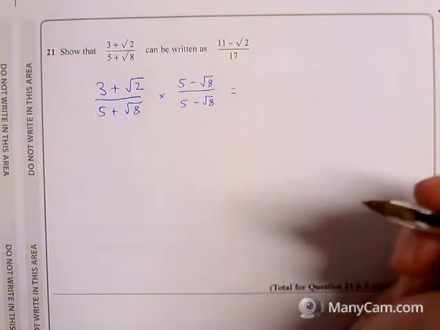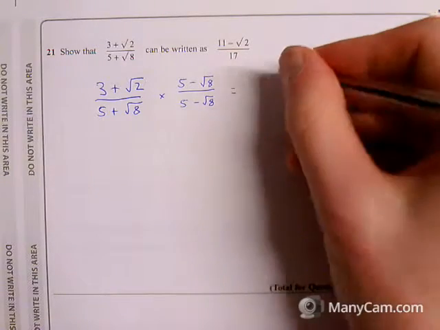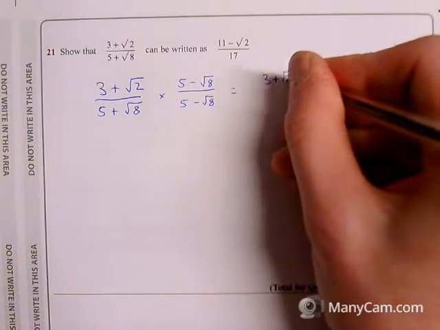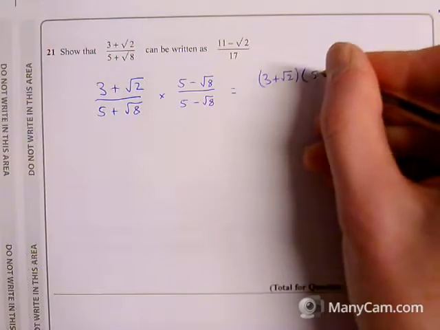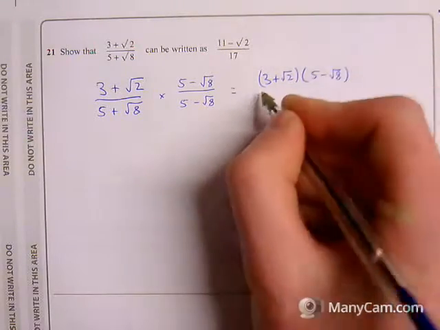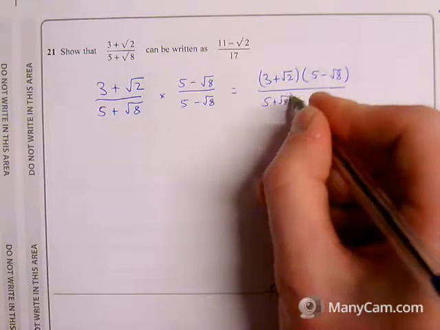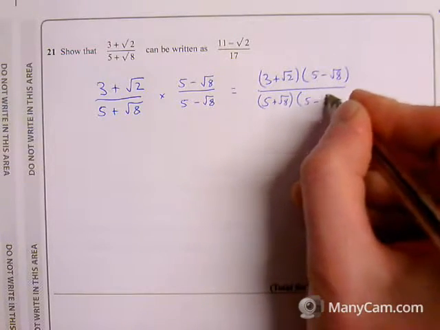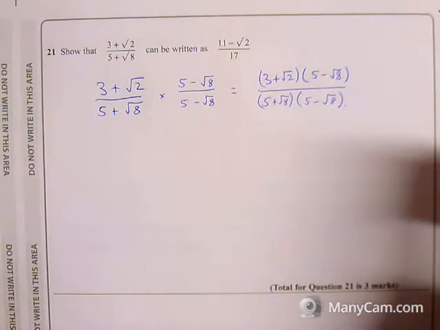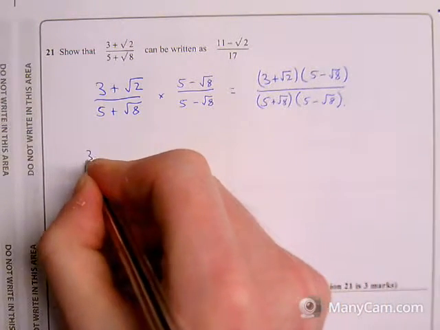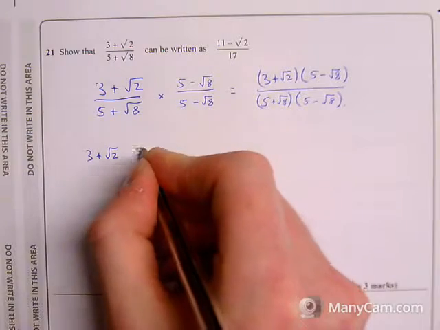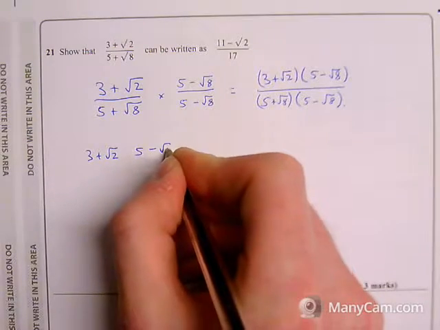And then it's just like multiplying fractions, a little bit more difficult, but we've got 3 plus root 2 multiplied by 5 minus root 8, and then that's over 5 plus root 8, and then multiplied by 5 minus root 8. Okay, and if I do those expansions separately, I'll pop them over here. So I've got 3 plus root 2 and 5 minus root 8.